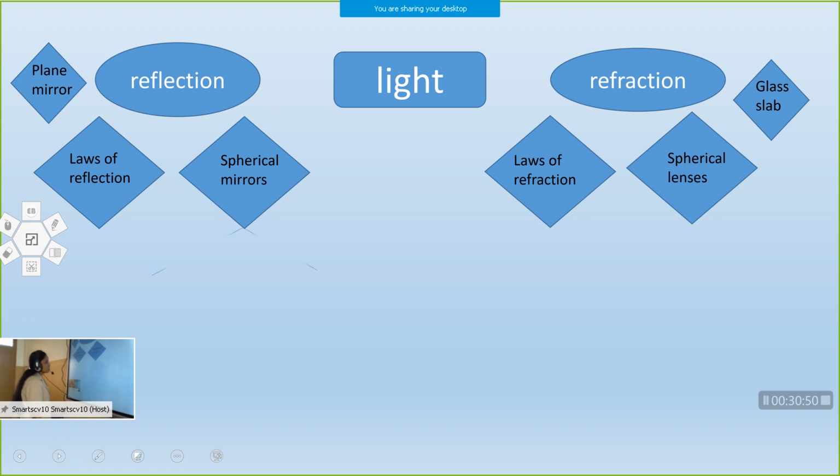Moving on to the two types of spherical mirrors, we have convex mirror and concave mirror.